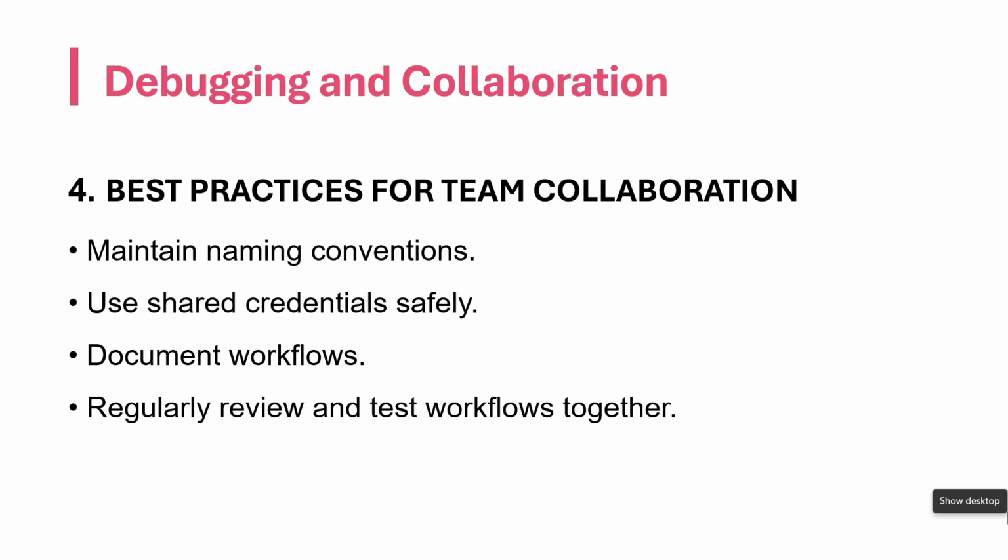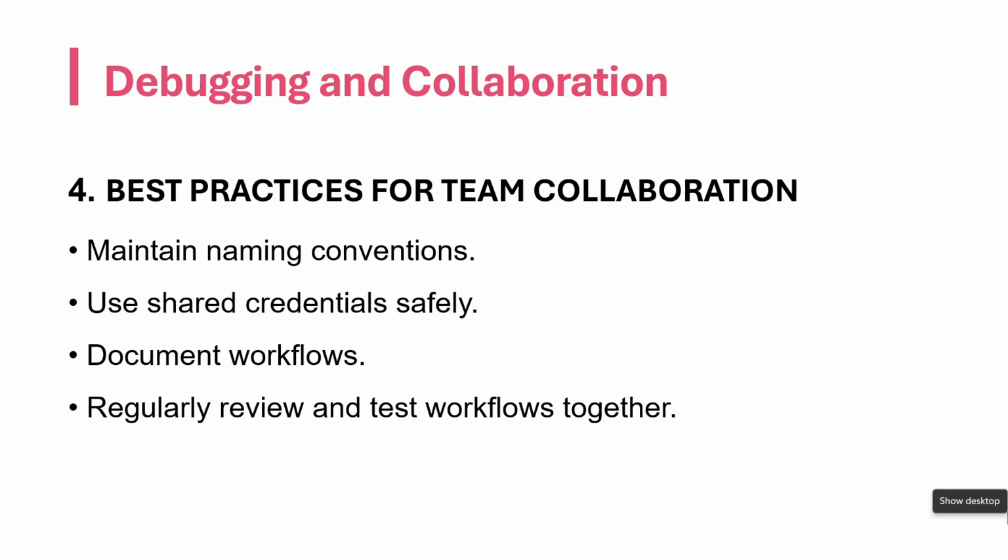Now to close, here are some best practices for team collaboration in n8n. First is always maintain consistent naming conventions for workflows and nodes. This helps everyone understand the logic quickly. Use shared credentials very cautiously and store them securely. You can also keep documentation updated, describing what each workflow does and who manages it. And finally, review and test workflows together periodically to avoid dependency or logical issues. Team collaboration keeps automation transparent, safe, and scalable.